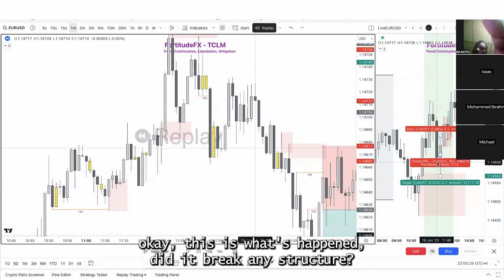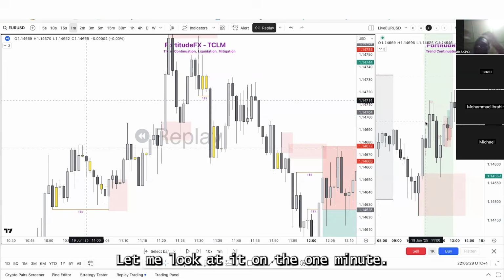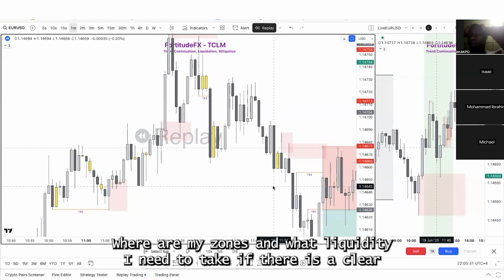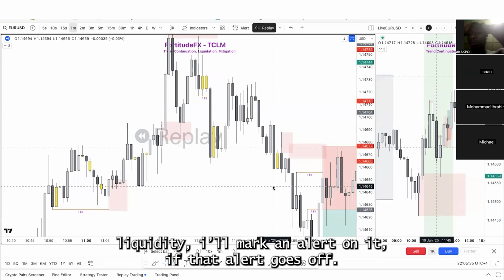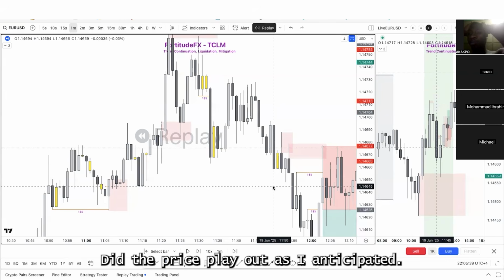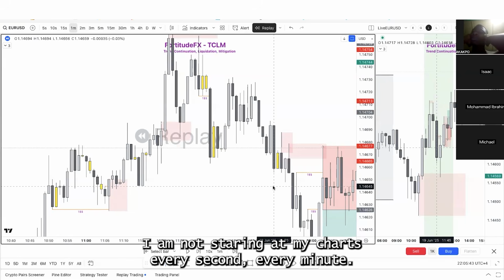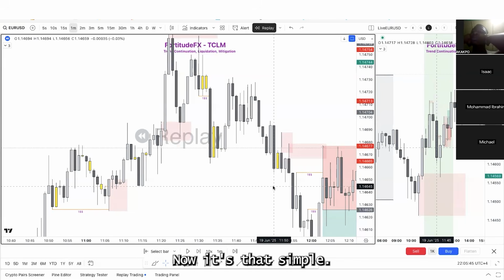Did it break any structure? Did it have momentum in it? Yes, it did. Okay, fine. Let me look at it on the 1 minute. Where are my zones and what liquidity do I need to take? If there is a clear liquidity, I will mark an alert on it. If that alert goes off, okay, now I'm looking at it. Did the price play out as I anticipated? If it did, I'll enter the trade. I am not staring at my charts every second, every minute.